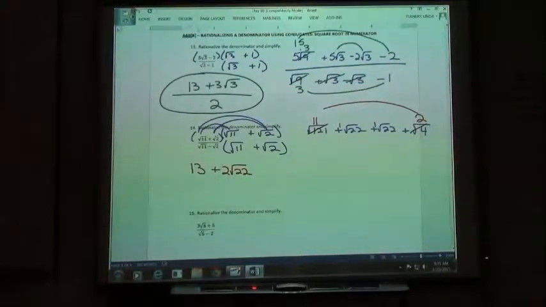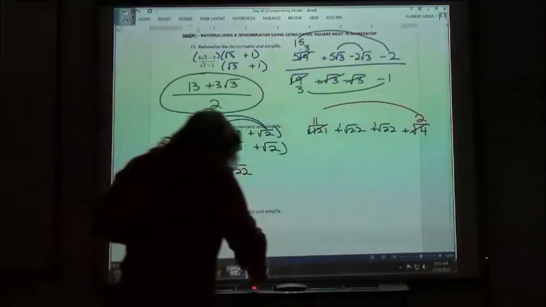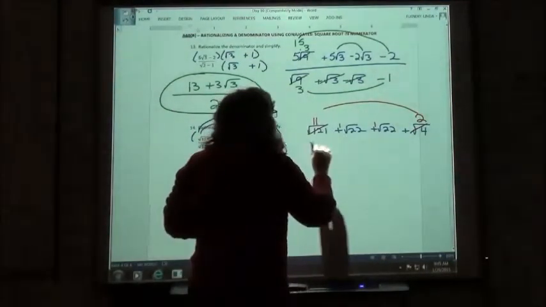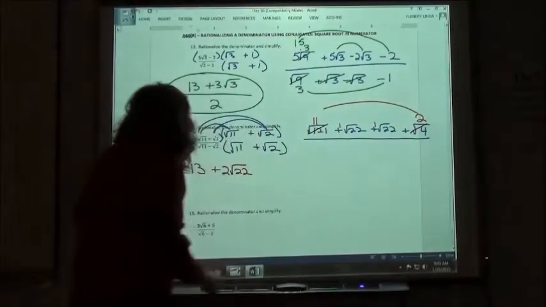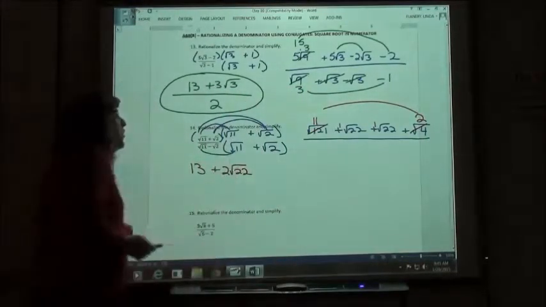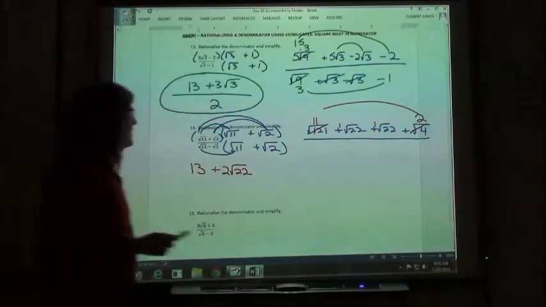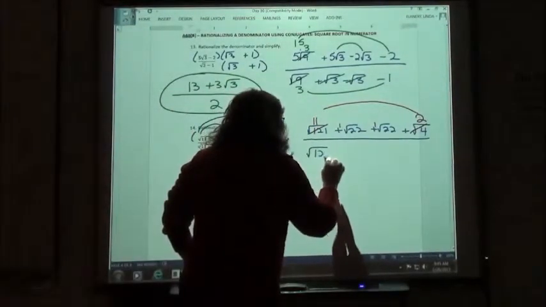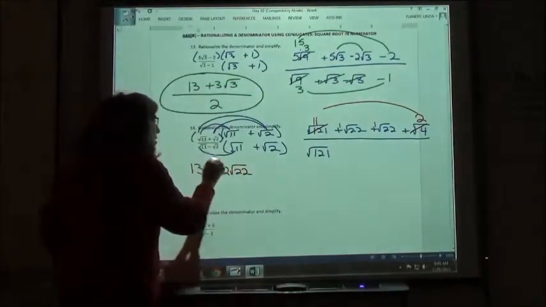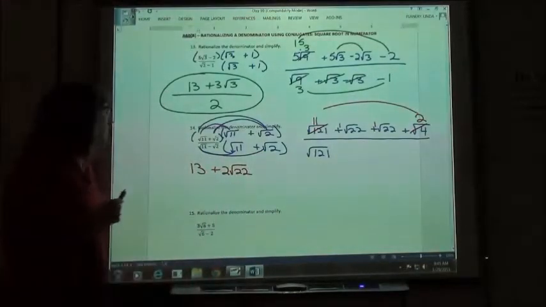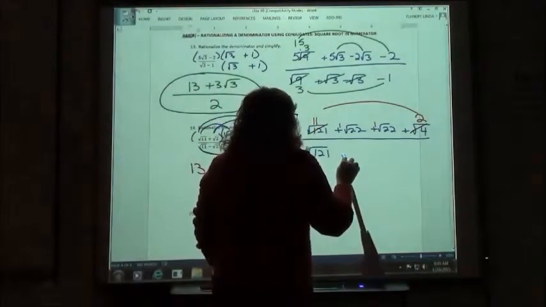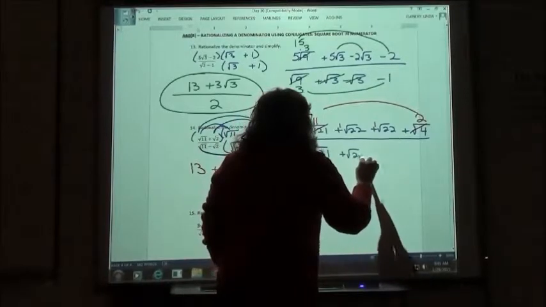We've got the top all done. We can do the bottom. So on the bottom, when we FOIL that out, square root of 11 times the square root of 11 is the square root of 121. Then we do the outside: square root of 11 times the square root of 2 is positive square root of 22.